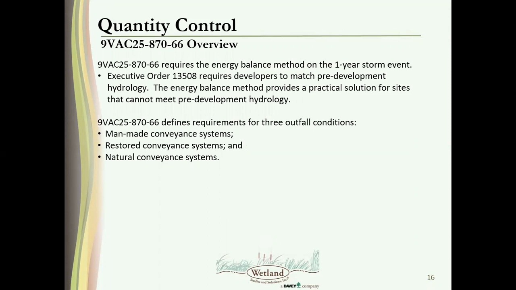So one thing that we can do is control how much water we let leave the site. To simplify, there are three different ways that stormwater can leave your site. It can leave through a man-made system. That's going to be things like your curb and gutter, pipes, ditches, things that we're a little more familiar with, right? It can be a natural conveyance system, so that is going to be the stream or tributary that's adjacent to your site, or it can be a restored conveyance system.